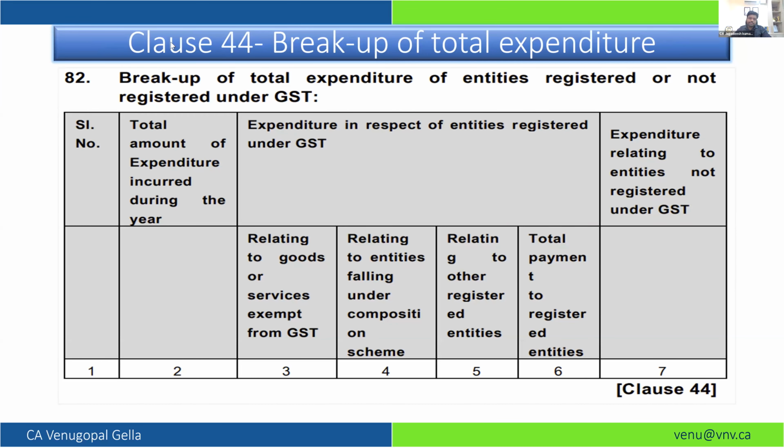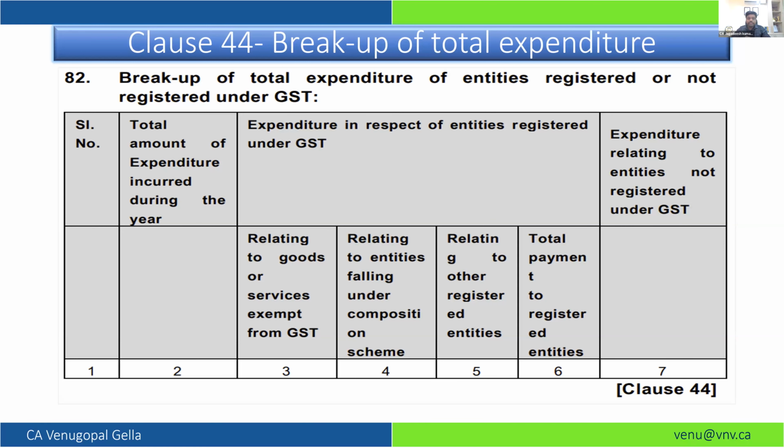Coming to clause 44, this is the important clause. In clause 44, we need to provide the breakup of total expenditure. We'll see in detail about this clause. First, we need to bifurcate the total expenditure into two buckets. One is expenditure in respect of entities registered under GST, that is the purchase of goods or services from registered parties. The other bucket is expenditure relating to entities not registered under GST, that is purchase of goods or availing services from non-registered entities. The first bucket, availing from registered entities, needs to be further bifurcated into three categories. We'll see what the three categories are.